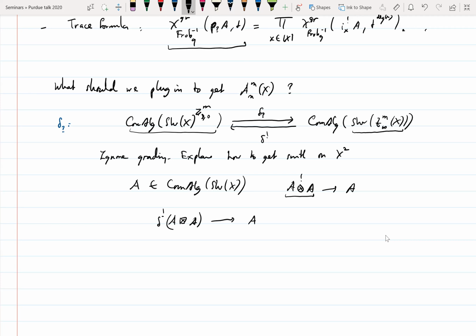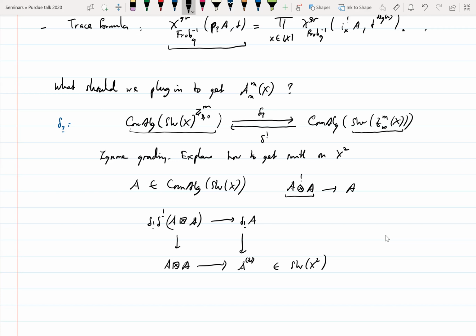But I'm really interested in objects that actually live on X squared. So let me push the whole thing to X squared again. And then by adjunction, I have a map like this. I can push out, and I get something I call A_2, which is something that lives as a sheaf on X squared.